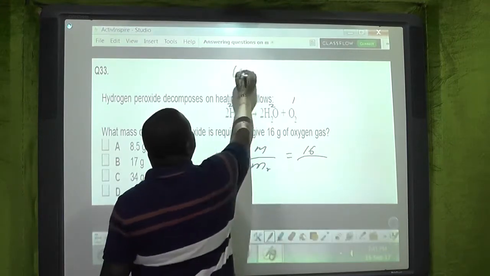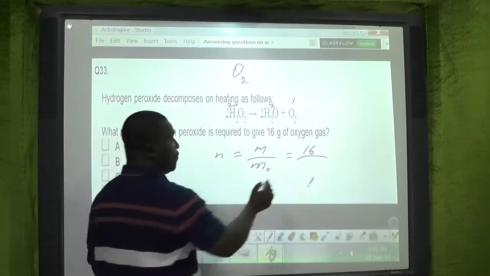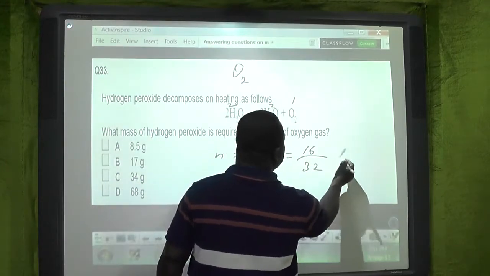And of course, 16 grams of oxygen is mass 16 divided by the molar mass of oxygen. Don't forget oxygen is O2. That is the amount of oxygen present in 1 unit molecule of oxygen because it's diatomic. 32.